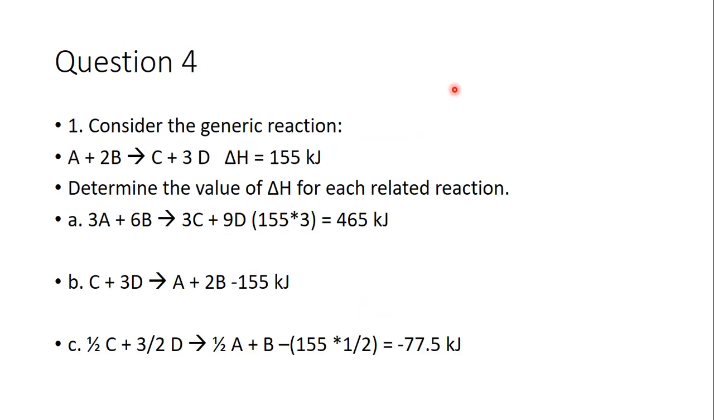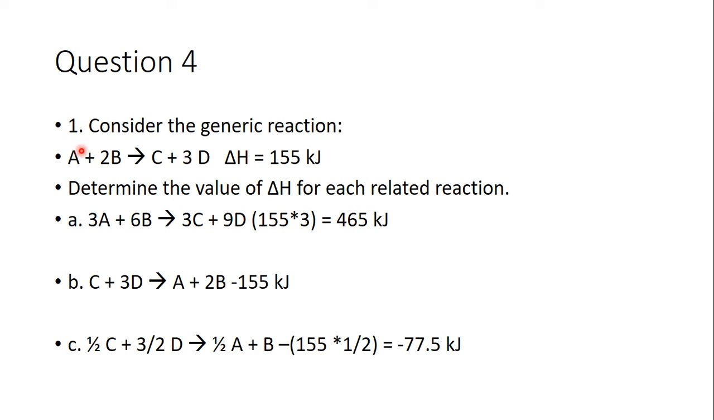Right, consider this generic reaction: A plus 2B goes to C plus 3D, and delta H is 155. What's the value of delta H for each of these? Whenever we change the reaction, our delta H changes. If you multiply everything in the reaction by a number, so you can see here A went to 3A, 2B went to 6B, we just take the value of delta H and multiply it by that number as well. So our delta H for this is 465.